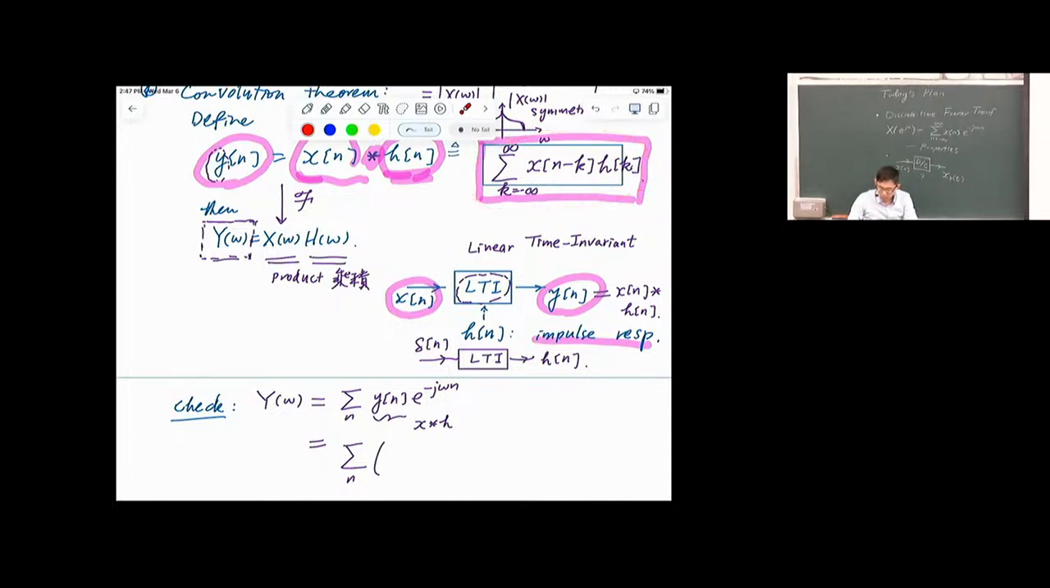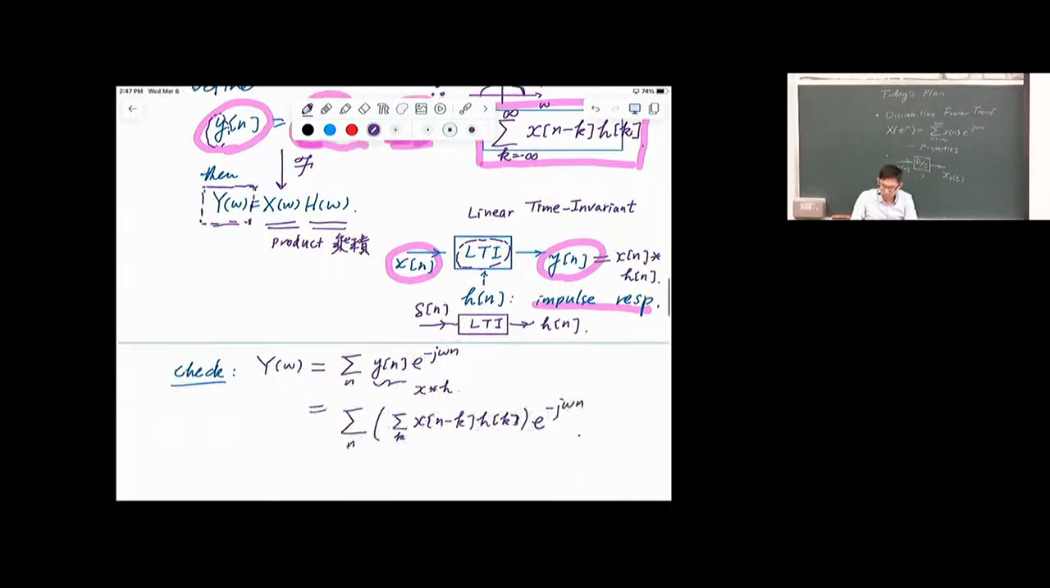Okay, which is right there. So let's copy it. y[n] is equal to the summation now over k, x[n minus k] h[k], convolution. And then we copy this, e to the minus j omega n.